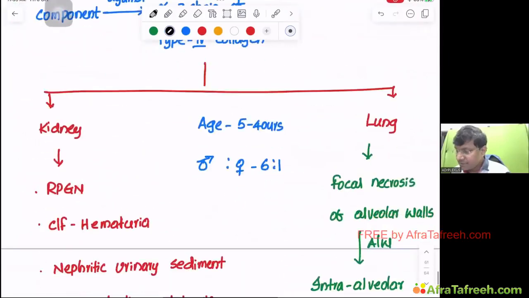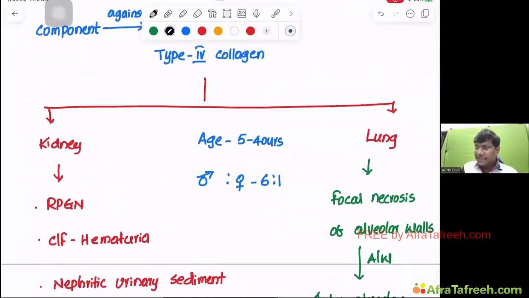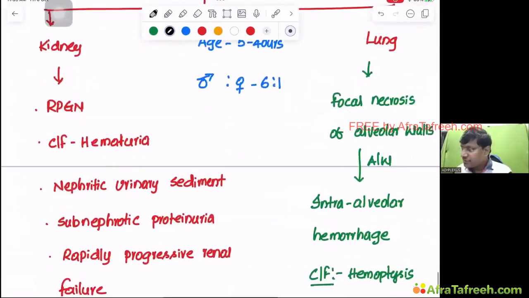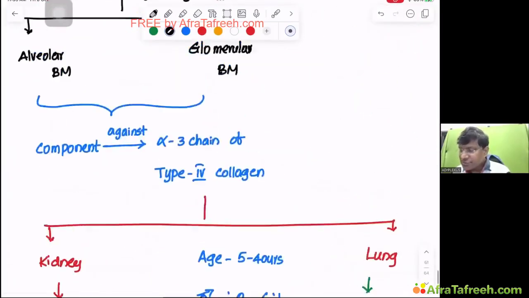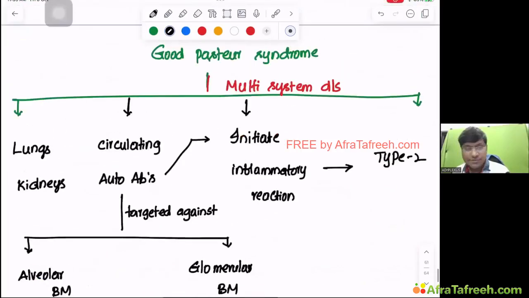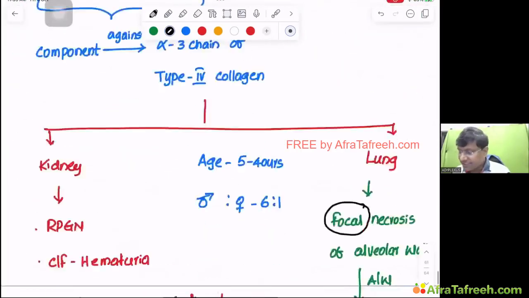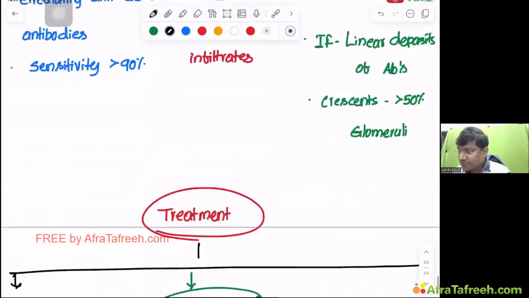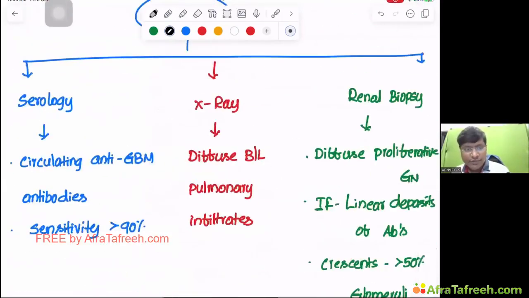And with these antibodies, the kidney involvement will be in the form of hematuria and lung involvement will be in the form of hemoptysis. And it is diffuse intraalveolar hemorrhage, but the necrosis is very important. It is focal necrosis. And it's more common in males rather than females. And it's a type 2 hypersensitivity reaction. How do you work up these patients? Serology, where you will find the circulating anti-glomerular basement membrane antibodies, and the sensitivity is almost like 90%.